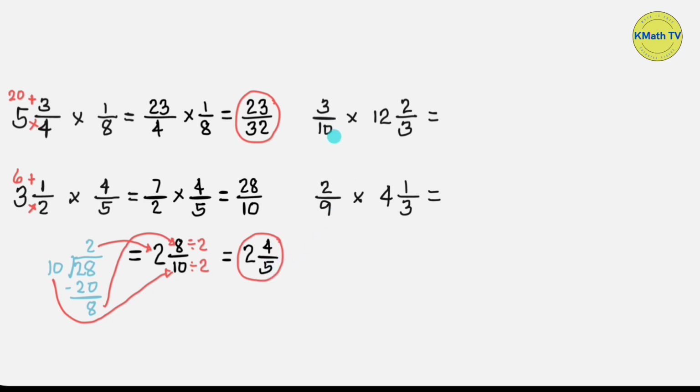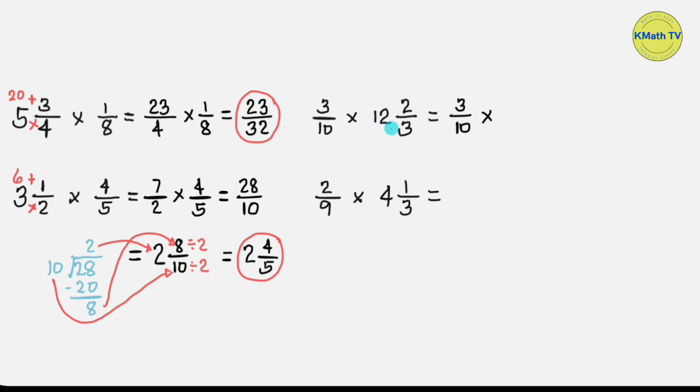Another example, 3/10 times 12 2/3. First step, change the mixed number to an improper fraction. Okay, let's copy the first fraction or the multiplicand, 3/10. Now let's change the mixed number 12 2/3 to an improper fraction.